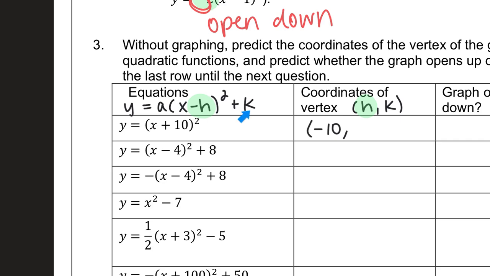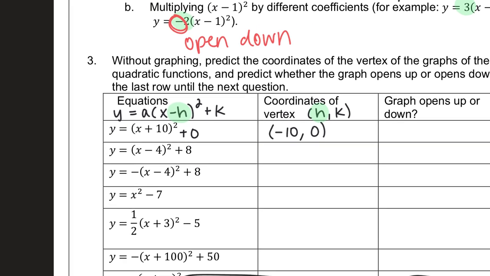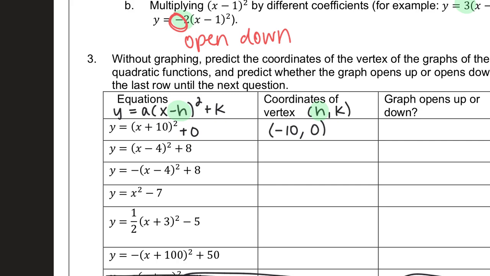And then my k value is what gives me the y value of the vertex. Here I don't have anything that I'm adding. That's like a plus 0. So it's going to be negative 10, 0. And does this graph open up or down? We are going to look to see if at the beginning of the equation, do we have a negative, whether it be a -1 or a -2, something like that. Any number that's negative, it will open down. This one doesn't have that, so this is going to open up.